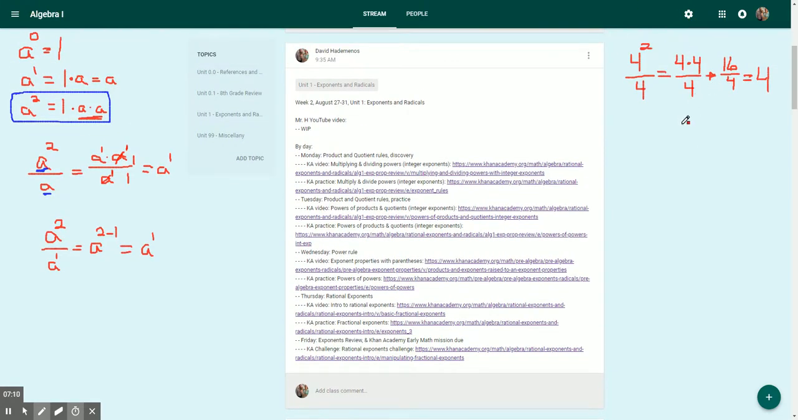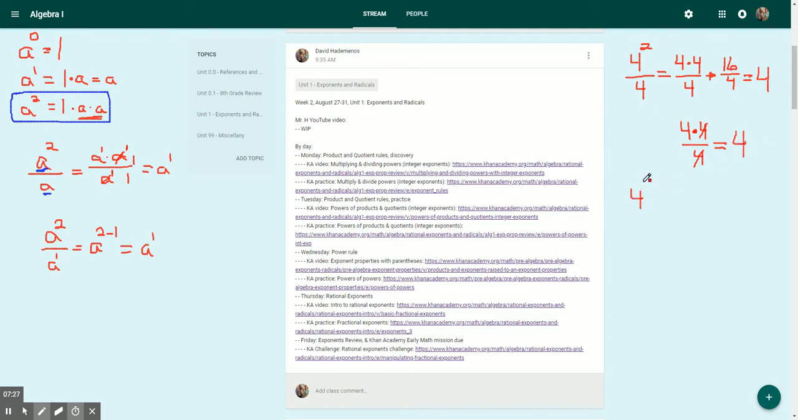Or we can simplify it before we multiply. So 4 is supposed to be times 4 divided by 4. 4 divided by 4 is just 1. So we're left with 4 over 1, which is 4.